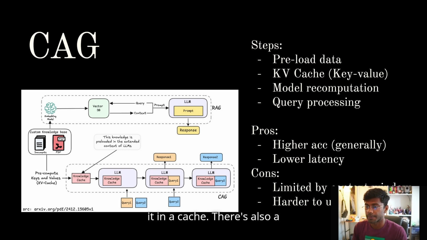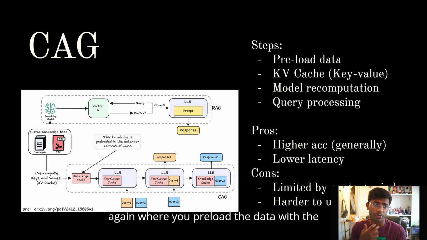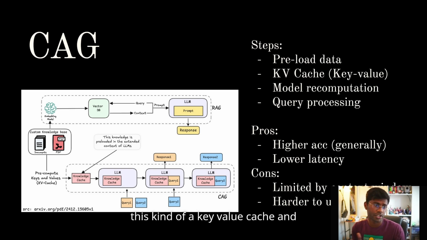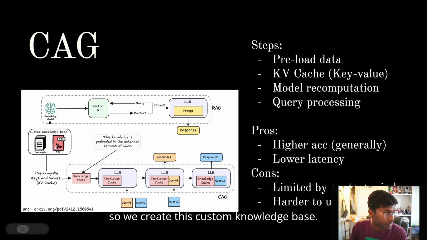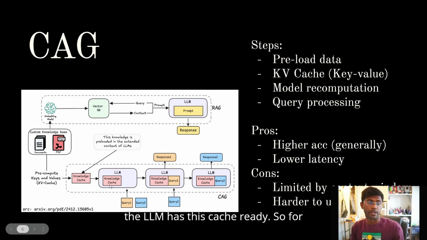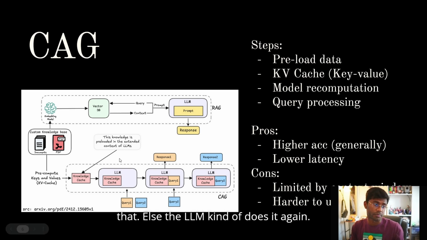There's also a difference in how this works because there's a pre-processing stage again, where you preload the data to the model. The model has to create a key value cache, and there's a bit of model recomputation. And so we create this custom knowledge base. The knowledge cache is created, and the LLM has this cache ready. So whenever a query comes in, we check the cache first to see if it has already been generated, and if it has, we can just take the response from that. Else the LLM does it again.